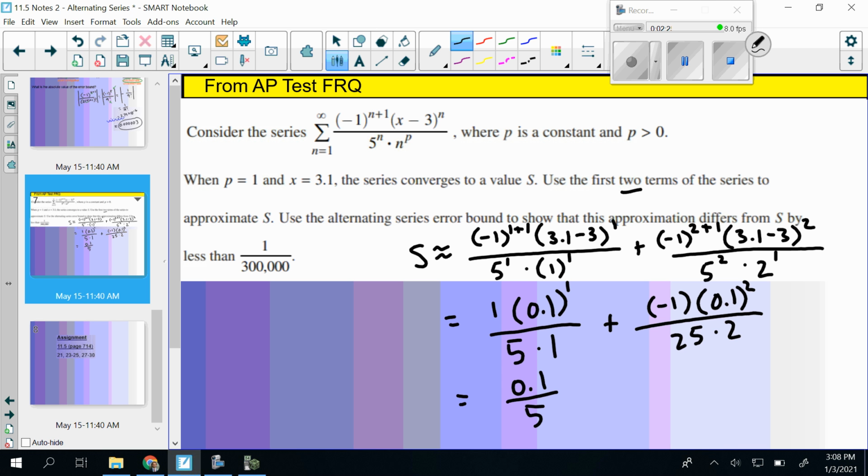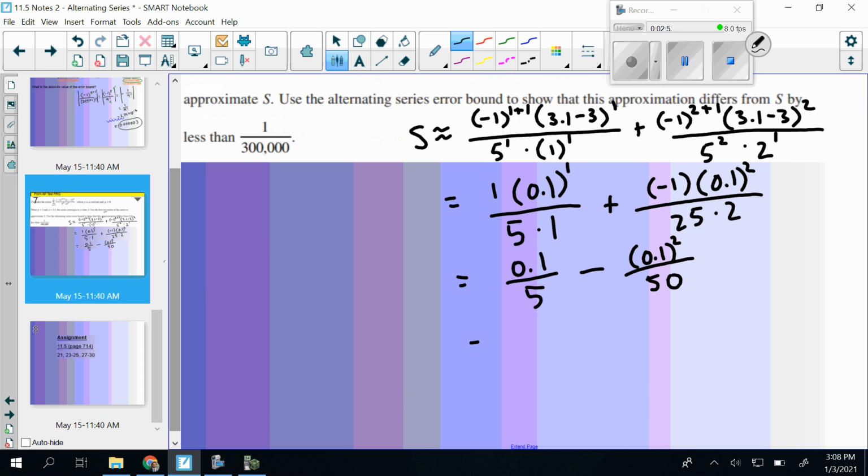The next part, we do have this negative 1, so I'm going to make this minus instead of plus. And then we got 0.1 squared over 25 times 2, which is going to be 50. All right, so let's see if we can keep simplifying there into something a little better. 0.1 is the same as 1/10. So we got 1/10 times 1/5 there. Here again, 0.1 is the same as 1/10. So we have 1/10 times another 1/10 times 1 over 50.